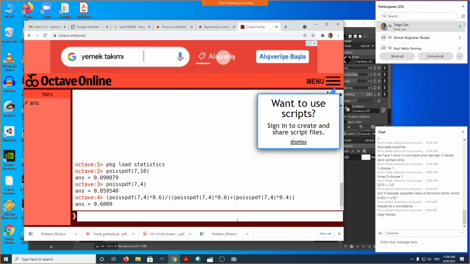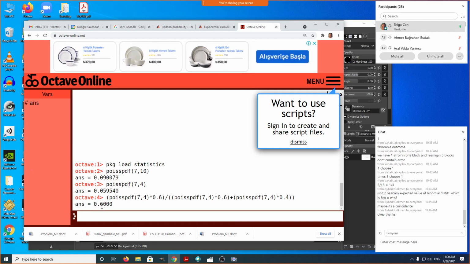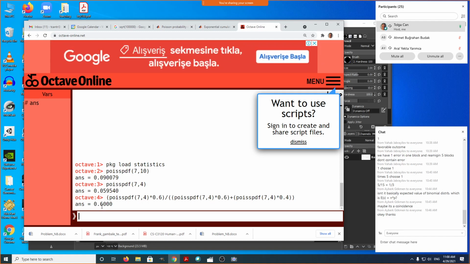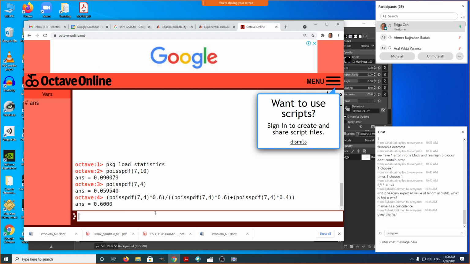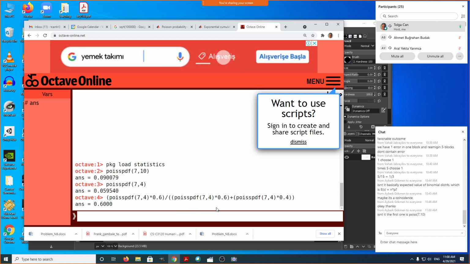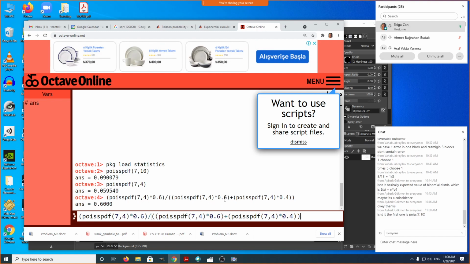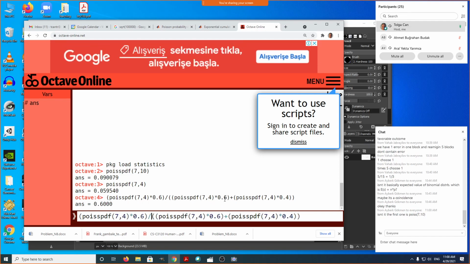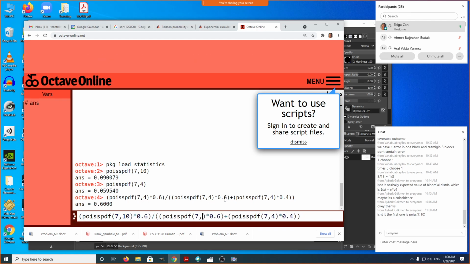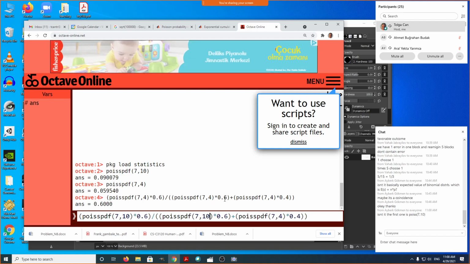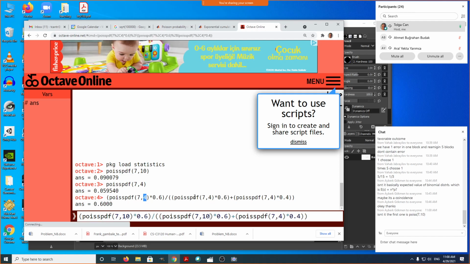So the answer to our question is 0.6. Wow, did I do something incorrectly here? 7, 4. Oh yeah, I did something incorrectly. Why did I use 4 here? It should be 10. I copied the wrong thing. So it should be like this. As you can see, it was all the same lambda, and I used the wrong lambda here.